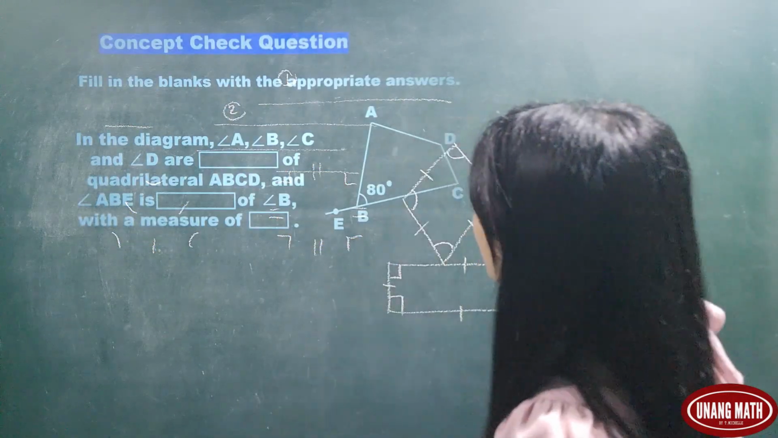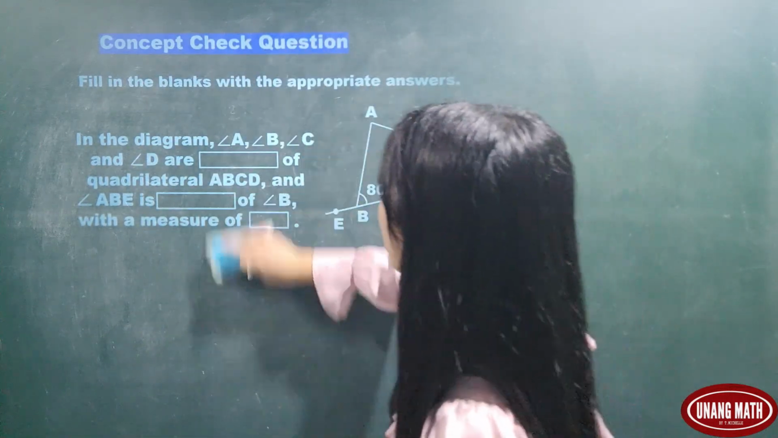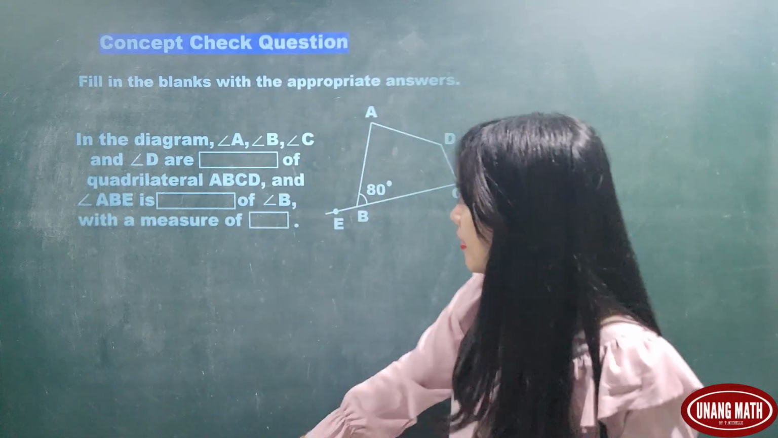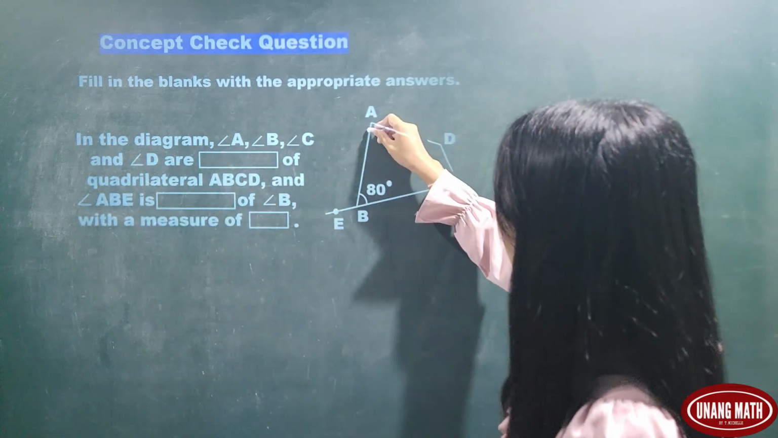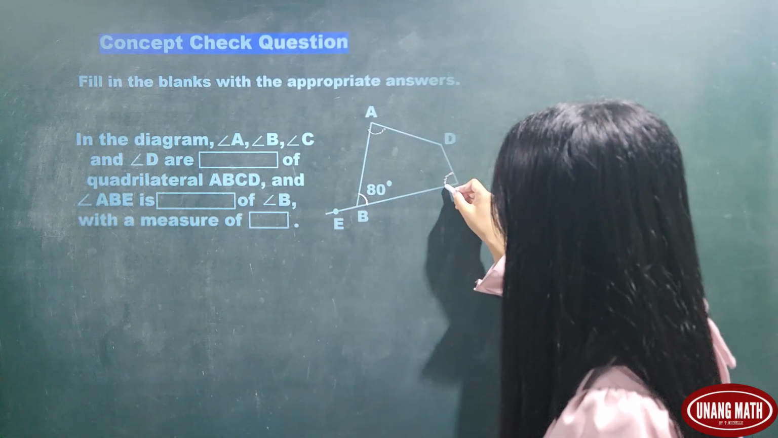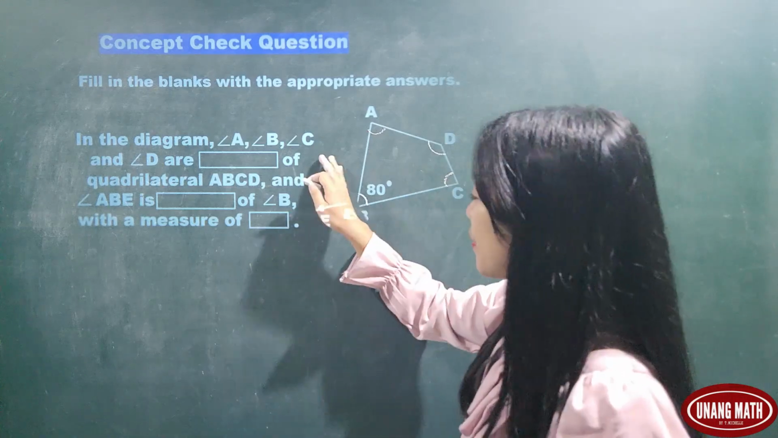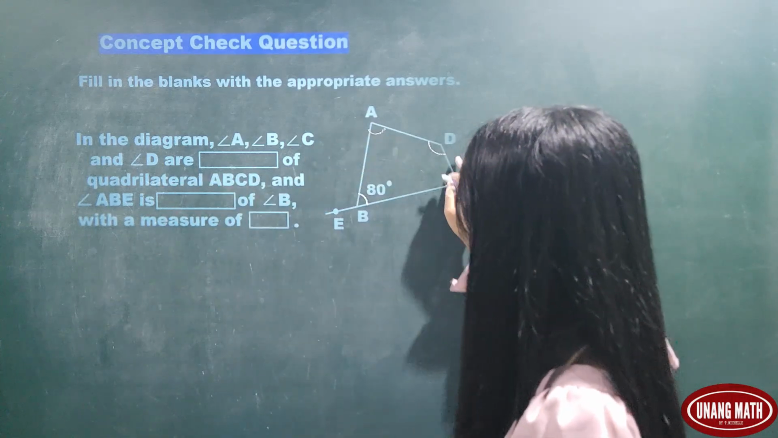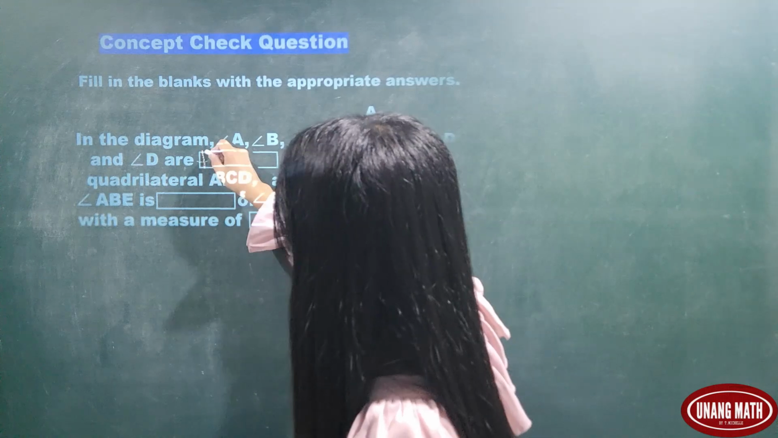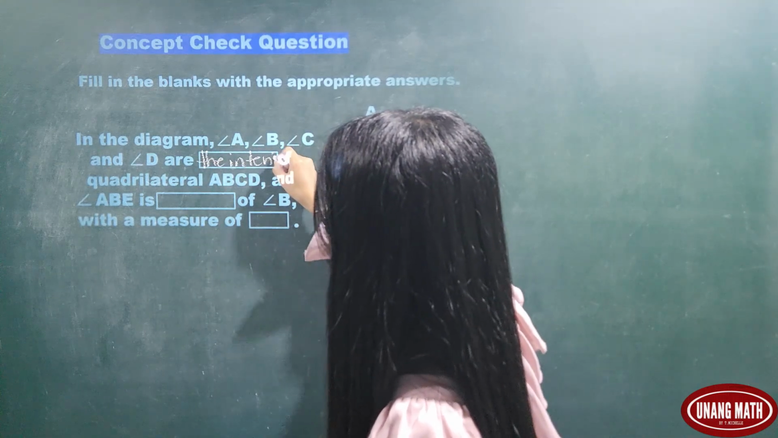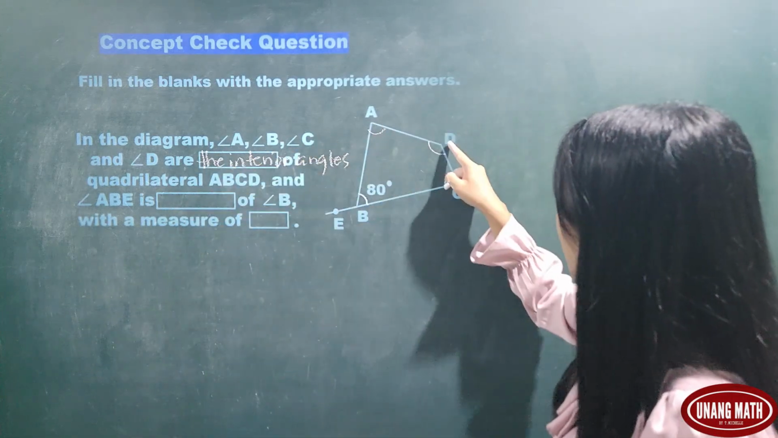Okay, this time, let's answer this concept check question. We are going to fill in the blanks with the appropriate answers. So this is our diagram. Angle A, angle B, angle C, and angle D are the interior angles of quadrilateral ABCD. Okay, these are the interior angles of quadrilateral ABCD.